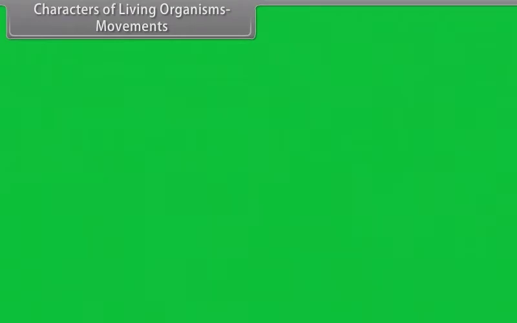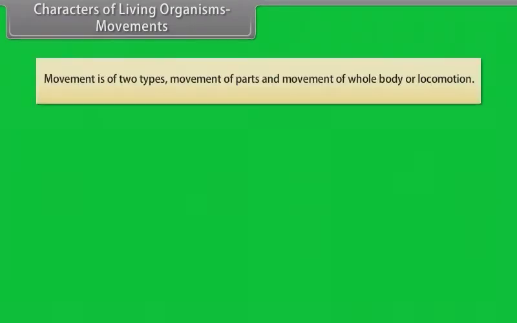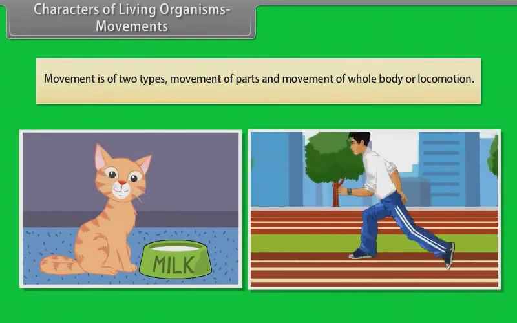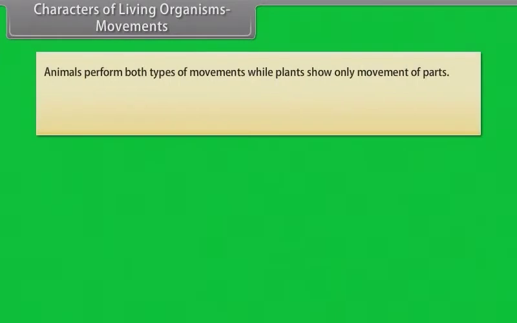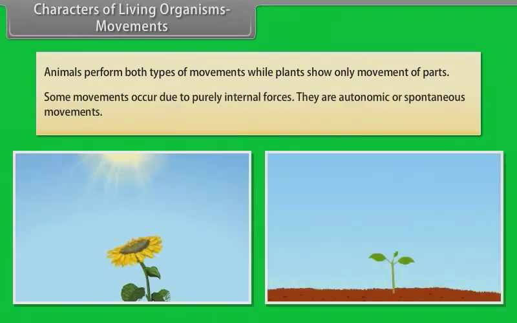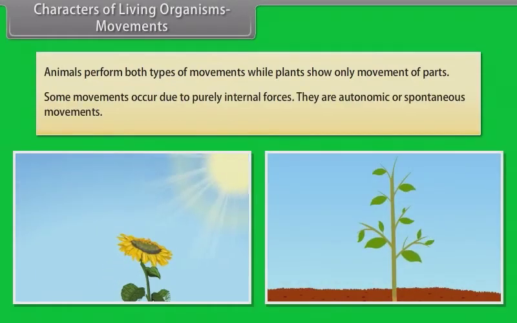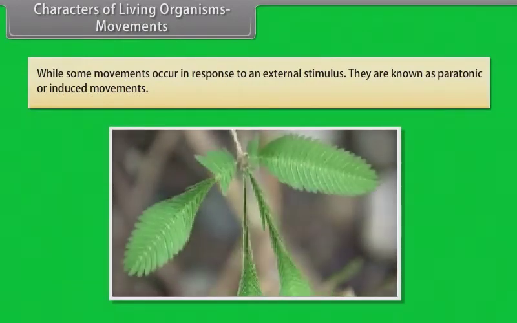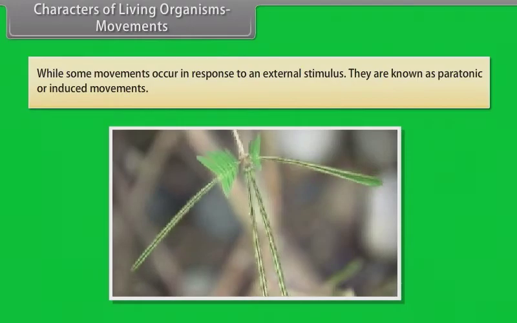Characters of living organisms. Movements. Movement is of two types: movement of parts and movement of whole body, or locomotion. Animals perform both types of movements, while plants show only movement of parts. Some movements occur due to purely internal forces. They are autonomic or spontaneous movements, while some movements occur in response to an external stimulus. They are known as paratonic or induced movements.